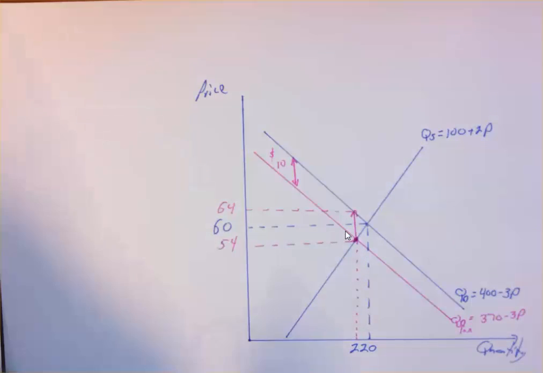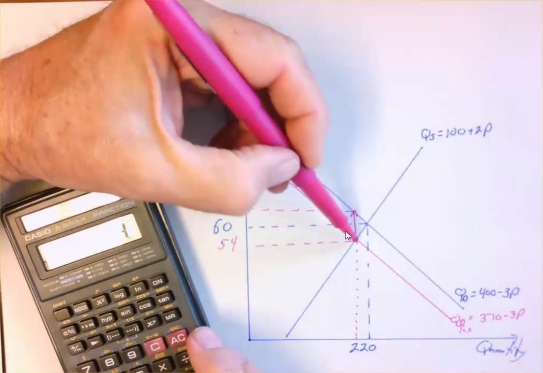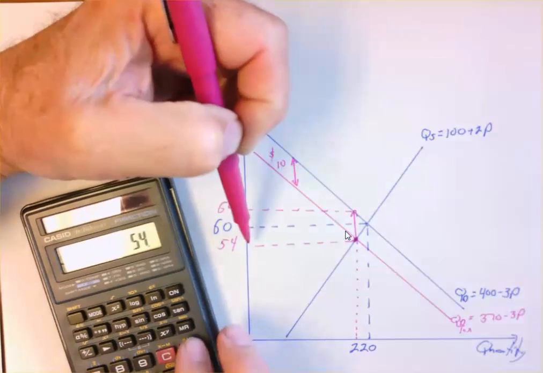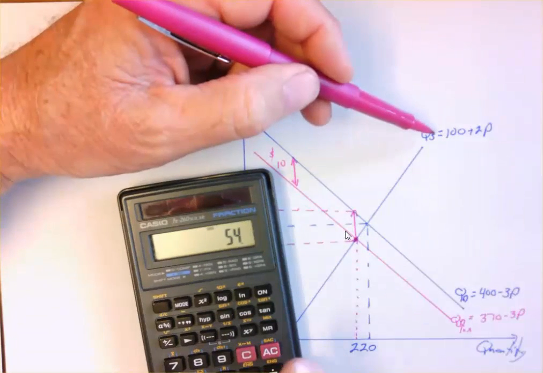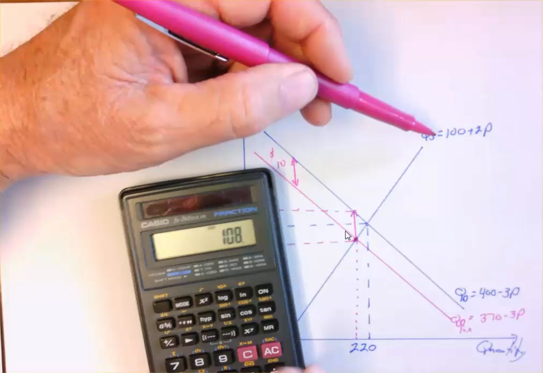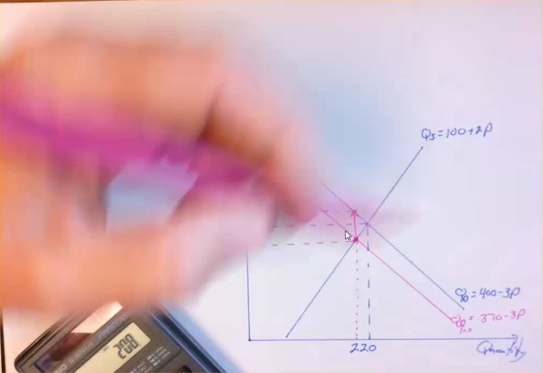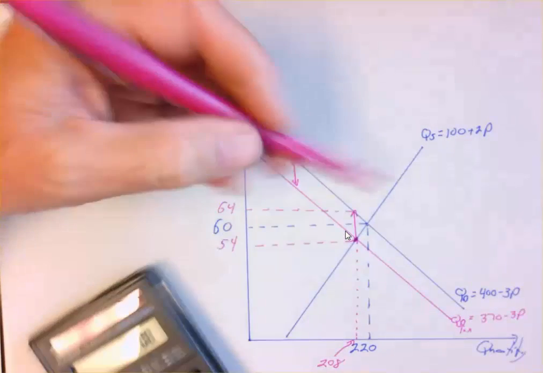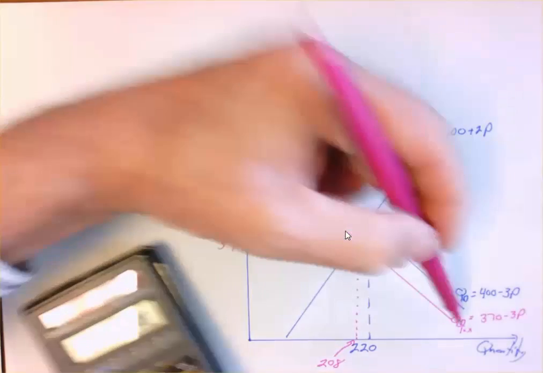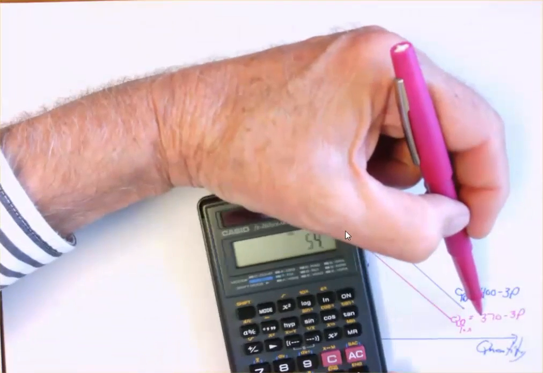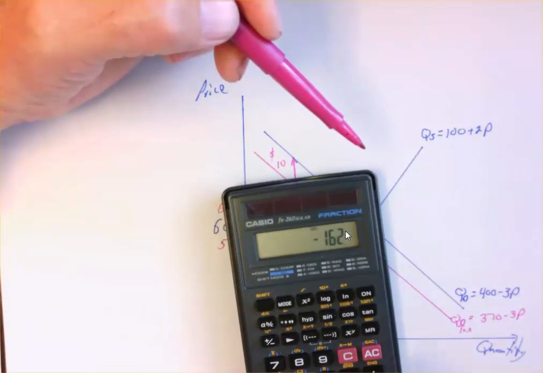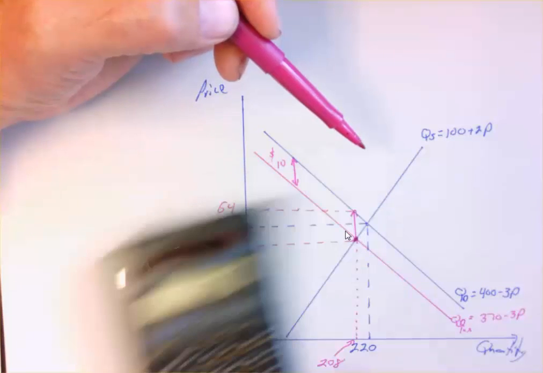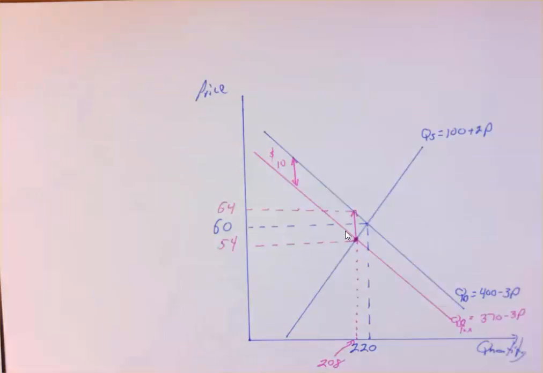But let's just work it out and see. So we're solving for this equilibrium right here. I had a price of 54. I'm going to stick that price into this supply equation. So 54 times 2 plus 100, I get 208. Now let's check our work and see. If I stick that $54 into the demand equation, this one over here, I get 54 times 3, negative, and I'm going to add that negative number to 370, and again I get 208, so it must be right.